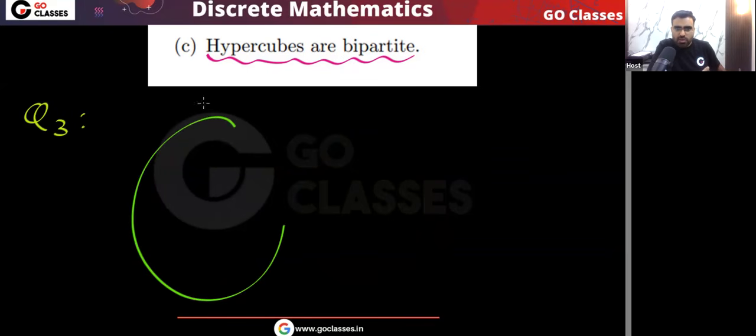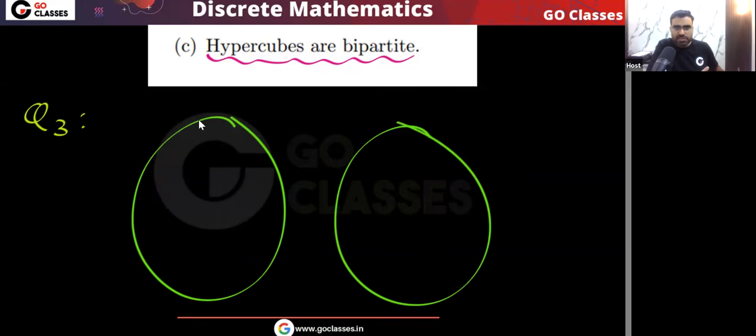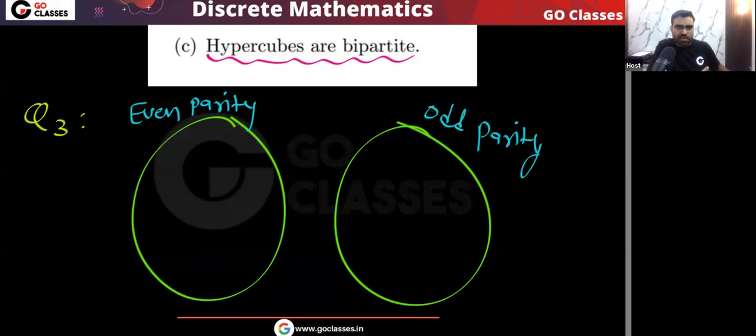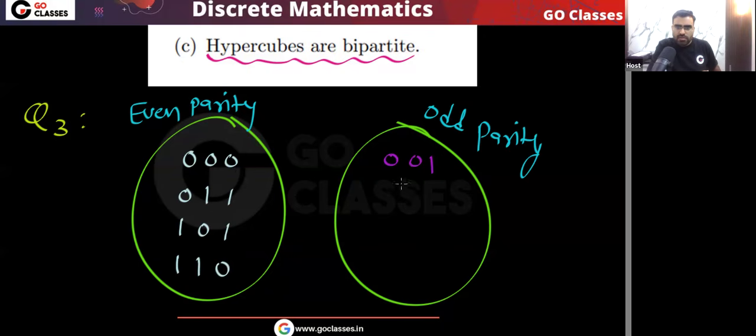Okay, so in Q3 you can easily see what I will do: I will create two parts such that here I will put even parity strings, and here I will put odd parity strings. Okay, what are the even parity three-length strings? Because Q3 has vertices which are three-length binary strings, so even parity strings, for example, this is an even parity string, this is an even parity string, and so you can see these are even parity strings. Okay, these four are even parity strings. Next, what are odd parity strings? You can see, for example, this is an odd parity string. Next, you can see this is also an odd parity string, this is also an odd parity string, and this is also an odd parity string.